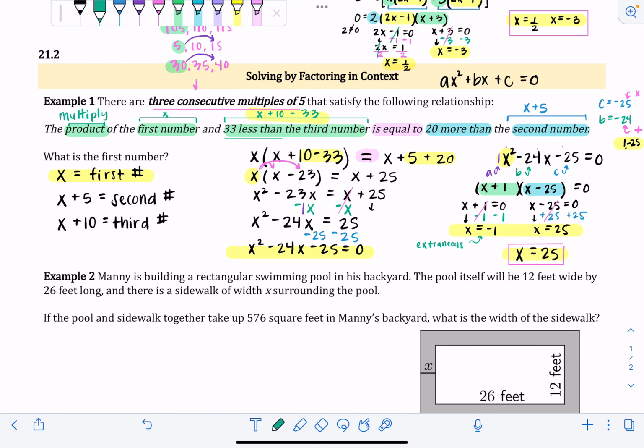Okay, I'm going to stop the video there just because that was a really long example, and then I'll put up example 2 as an extra example in a separate video.